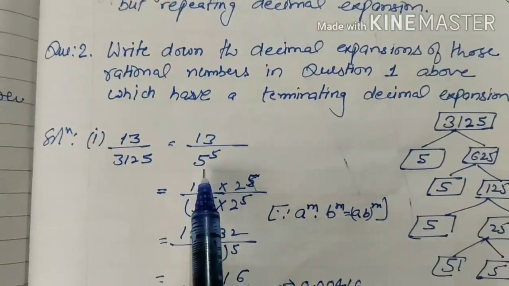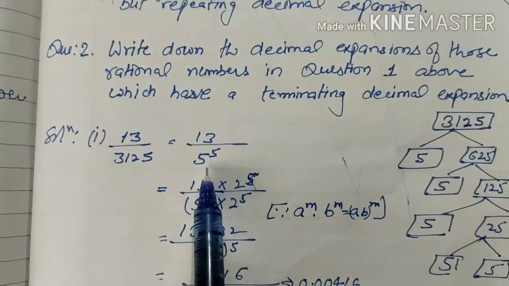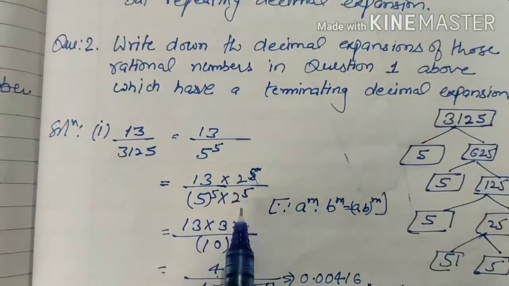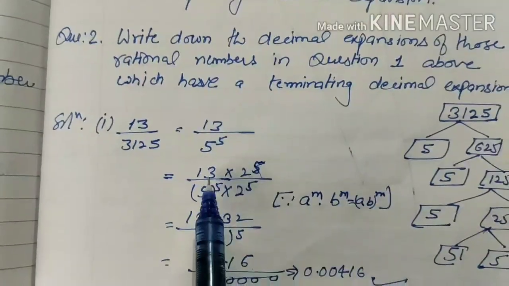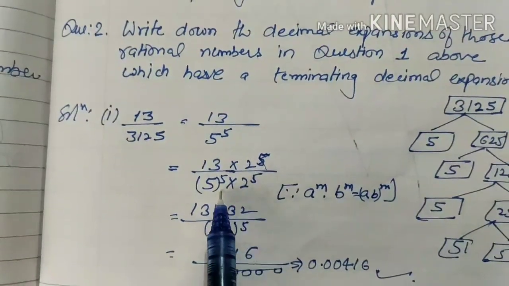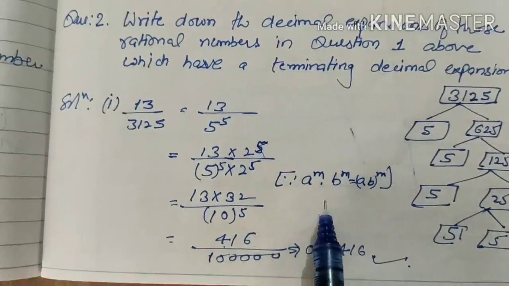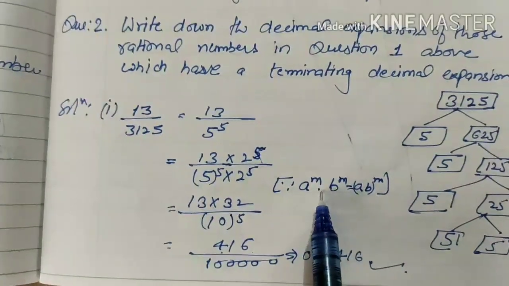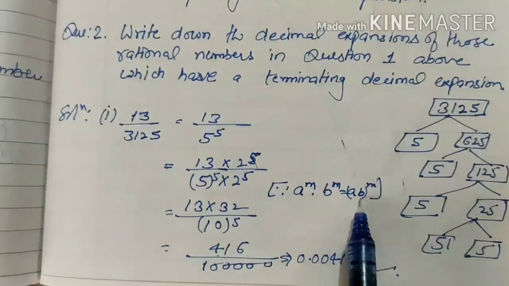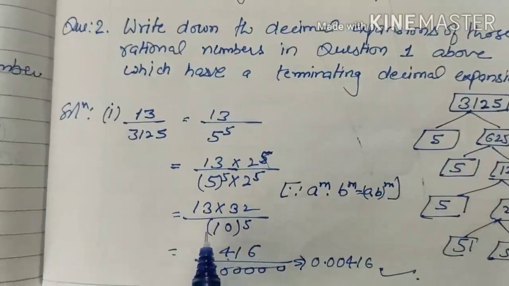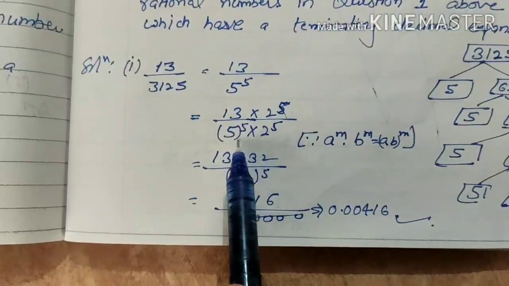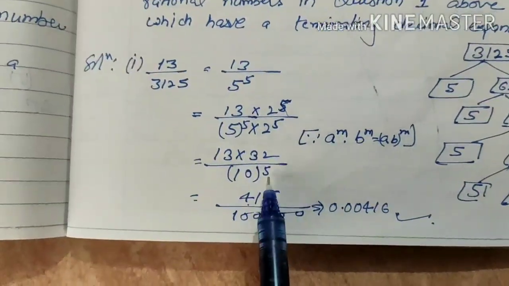Now to make the denominator a multiple of 10, we will multiply and divide the given rational number by 2 raised to the power 5. So it will be 13 into 2 raised to the power 5, and in the denominator we have 5 raised to the power 5 and 2 raised to the power 5. As the bases are different but the powers are the same, we will use the exponent property a raised to the power m into b raised to the power m. So with different bases and the same power, we can multiply the bases first and then put the same power. So 13 into 2 raised to the 5 becomes 32, and after multiplying the bases, 5 into 2 becomes 10, and the power will be the same, that is 5.